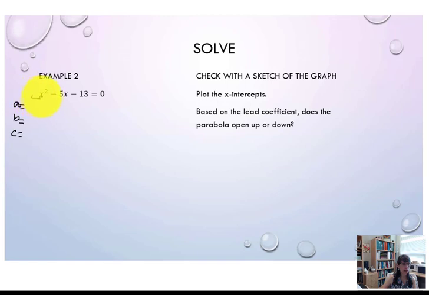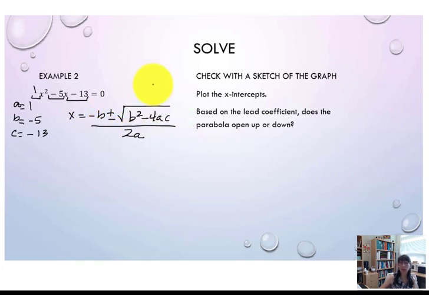So a doesn't look like any number is written, but remember that means it's positive 1. B is the middle coefficient, that would be a negative 5, and C is our constant term, negative 13. So x equals minus b plus or minus the square root of b squared minus 4ac, all divided by 2 times a. Let's make our substitutions.